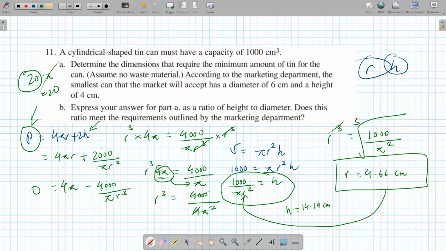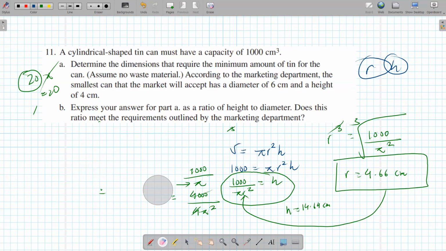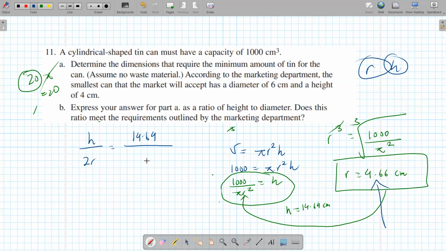And that's it for part A. That's going to be the dimensions of the cylinder. Part B says write it as a ratio of height to diameter. So height is 14.64. If this is the radius, how do we find the diameter? We just times it by 2. Yeah, 4.66 times 2. So this divided by 4.66 times 2, you get a ratio of 1.57. Yeah?